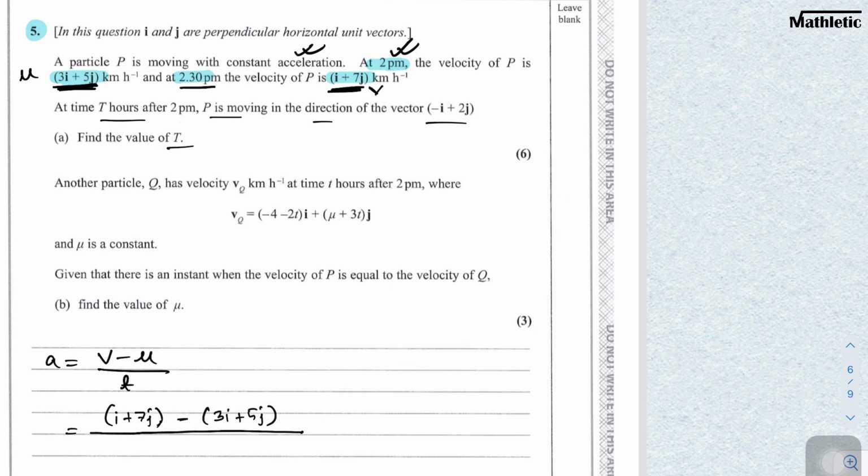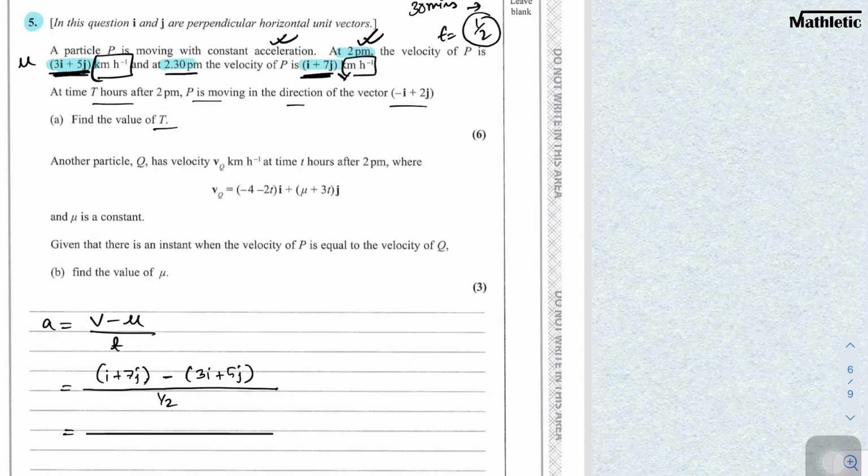So I have just substituted the values for v and u, and from 2 p.m. to 2:30 we have 30 minutes, and since everything is in kilometers per hour, the unit is in hours, so it's basically 30 by 60, which is half an hour. So that's why the value of t should be half here.